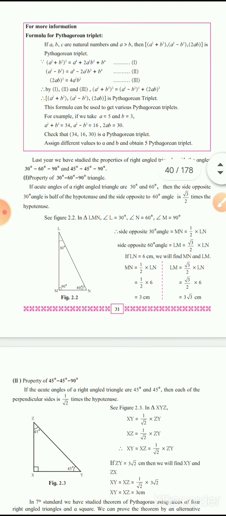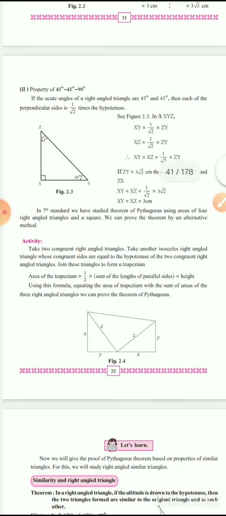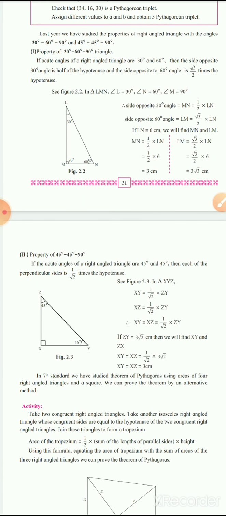Now we have to see our second property, that is the property of the 45 degree, 45 degree, 90-degree triangle. Let us see the property first. If the acute angles of a right angled triangle are 45 degree and 45 degree, then each of the perpendicular sides is 1 upon root 2 times the hypotenuse.